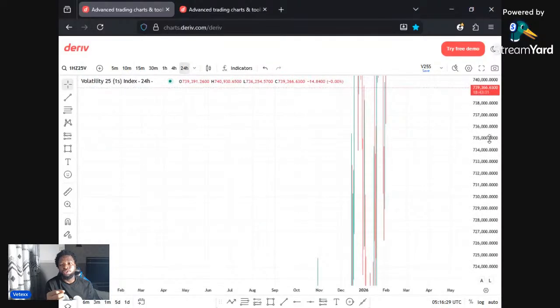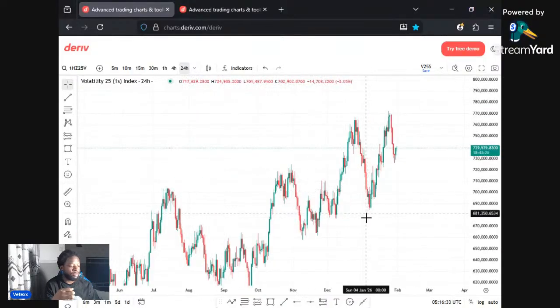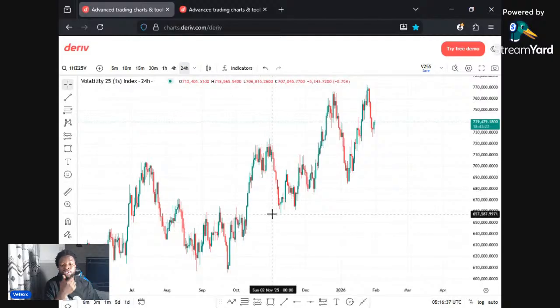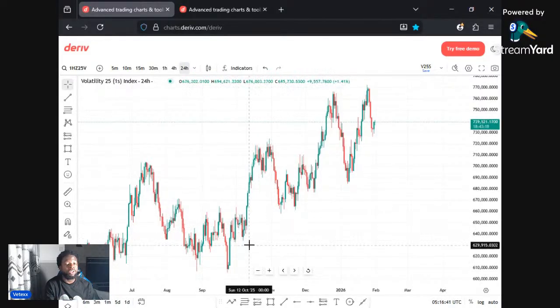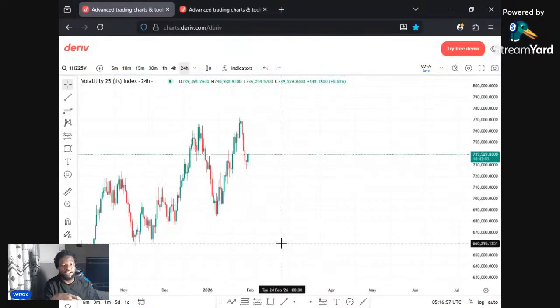So on V25 1S on the weekly time frame, the trend is bullish. On the daily time frame the trend is bullish, but it didn't give us a structure on the daily time frame, and it didn't give us a structure on the weekly time frame, on the 24-hour time frame. So what do we do? We go to the 4 hour time frame and check if there's a structure there. Once we spot our structure, it will be easier for us to start anticipating.